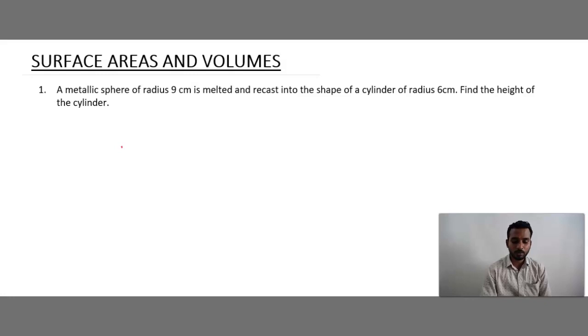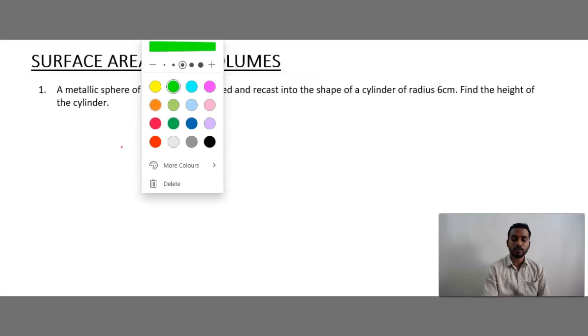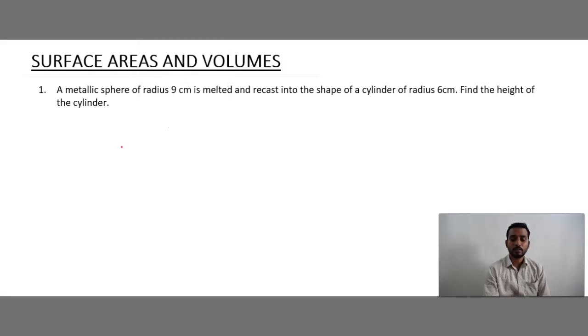In this problem, we can see here what is the given problem. A metallic sphere of radius 9 cm is melted. Are you getting, children? This is a sphere of 9 cm. A metallic sphere of radius 9 cm is melted and recast into the shape of a cylinder of radius 6 cm. Find the height of the cylinder.